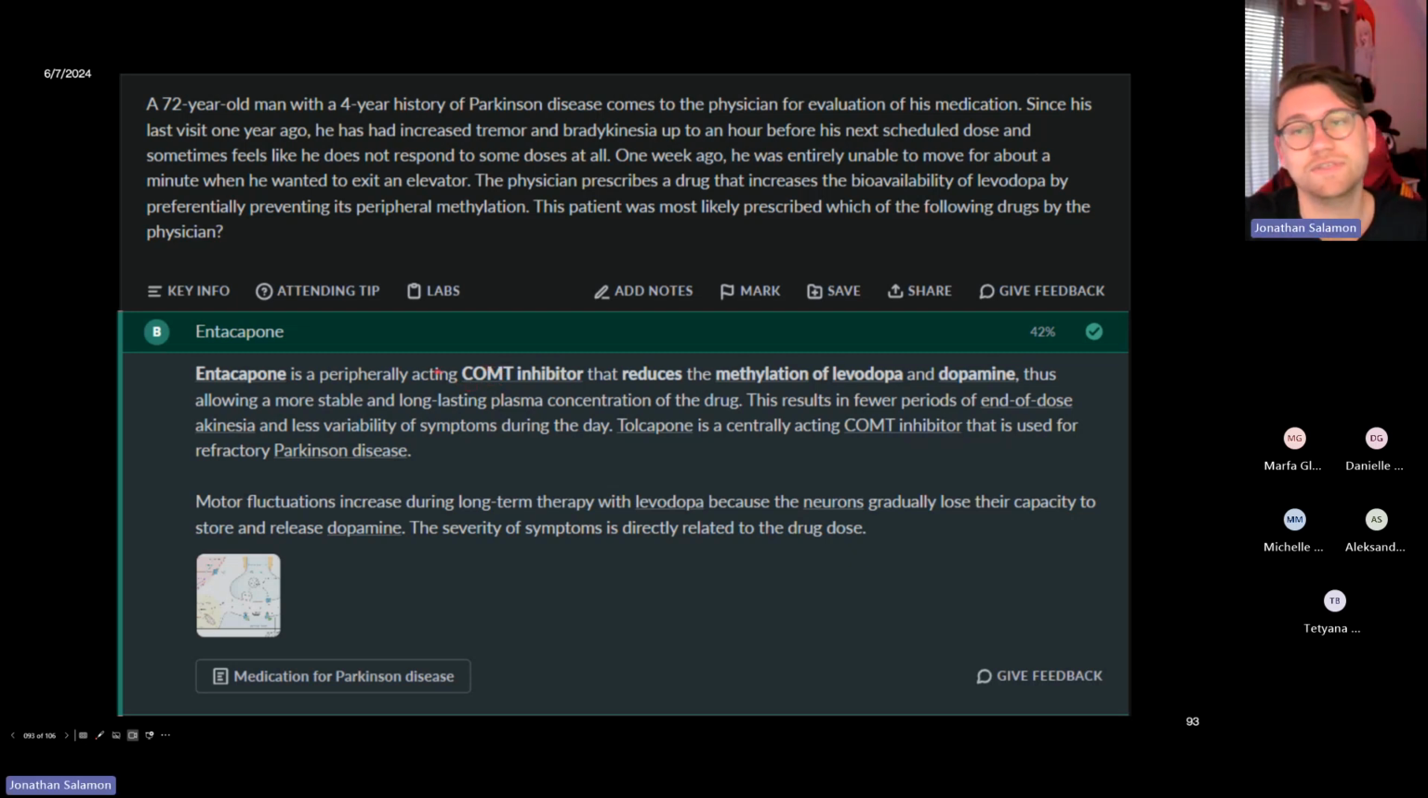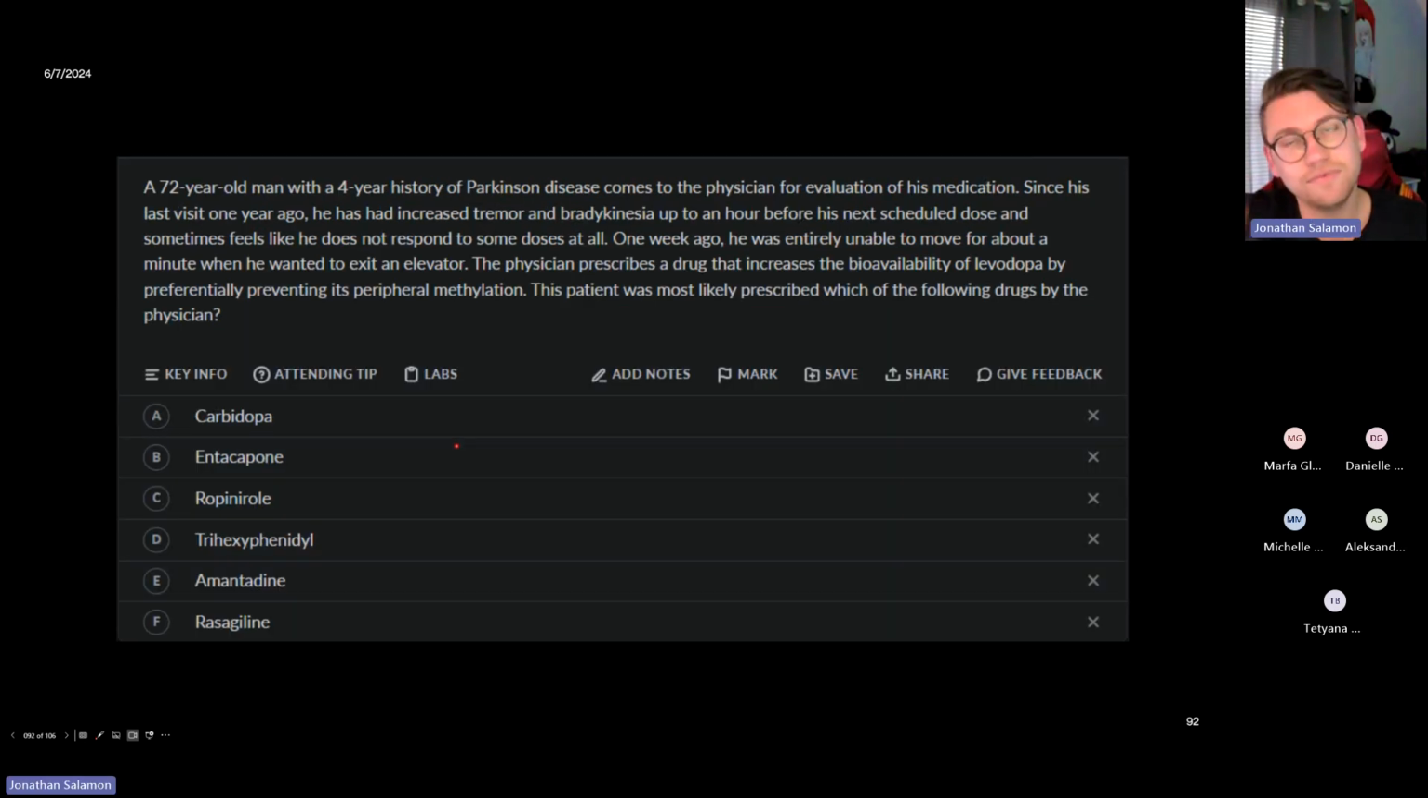Yeah, this is just a mechanism of action question. But right, bait answer, obviously a trap answer. Also, right, what do these ones do? What is rasagiline? What's the mechanism of action here? What class of drugs are these? Yep, that's correct.